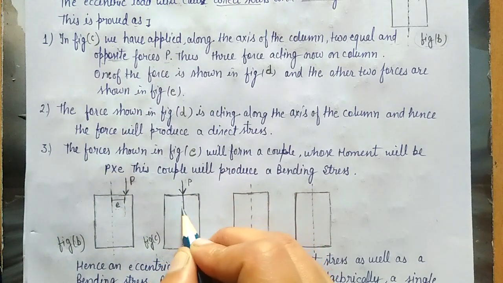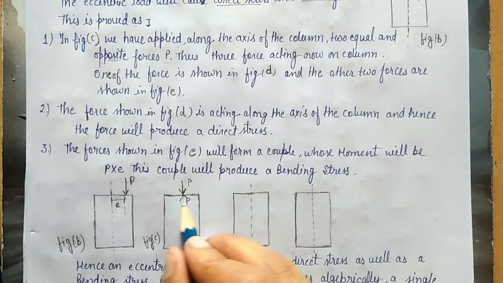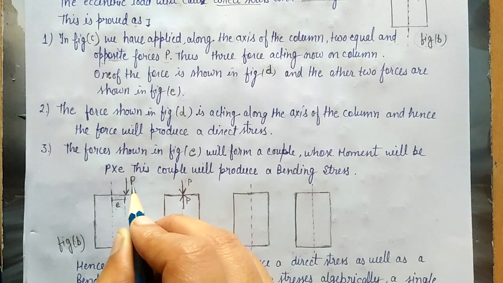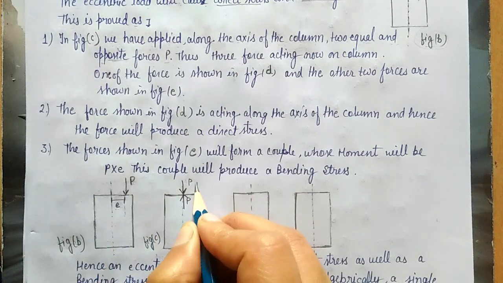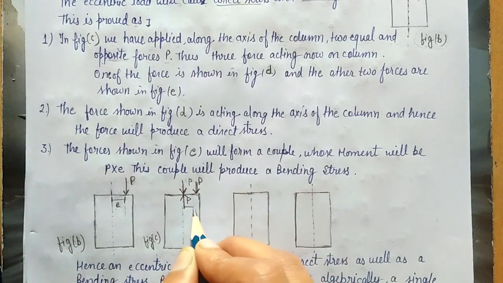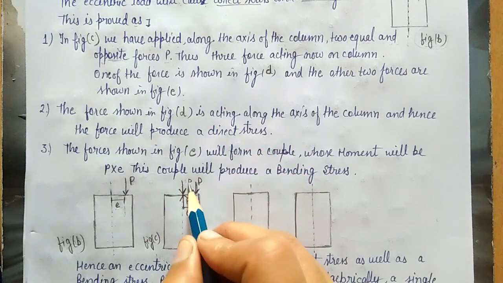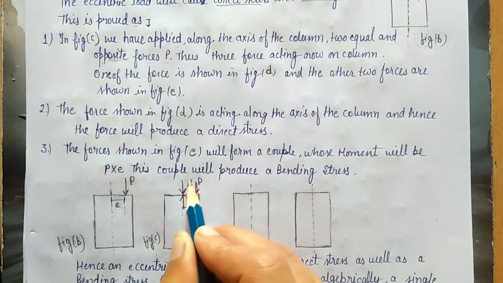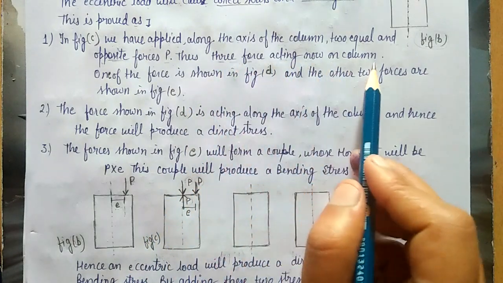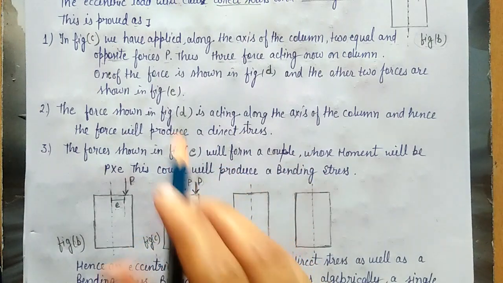So equal, that means P and P, right? And opposite direction. So we apply our original force P here, at an eccentricity of E, at E distance from here. So how much total force do we have? 1, 2 and then 3, right? The 3 forces are now acting on a column.